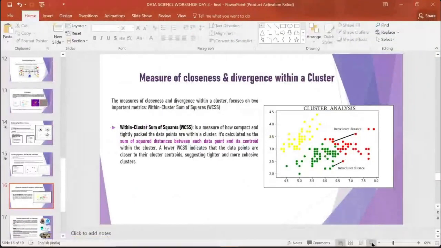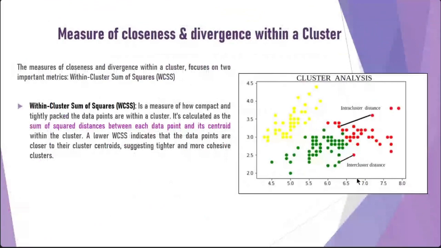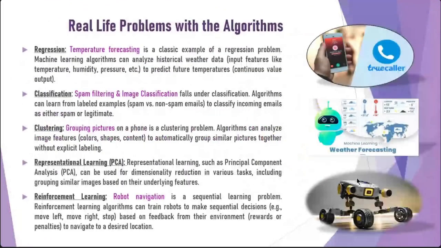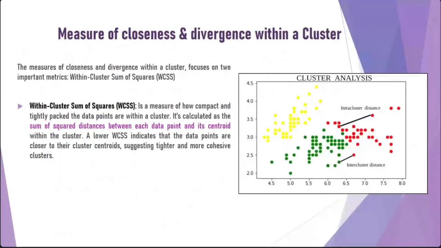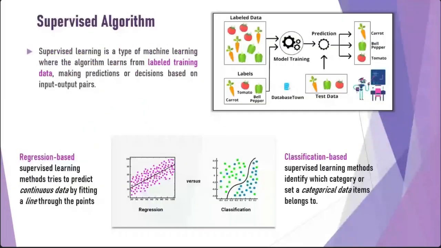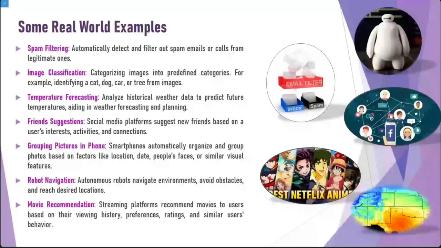So we are coming to the end of the data set. Remember the real life problems that we discussed at the beginning of the lecture. Can we now classify these with different kinds of algorithms? Tell me, which kind of algorithm can we use for spam filtering? Quickly, quickly. We are running out of time.